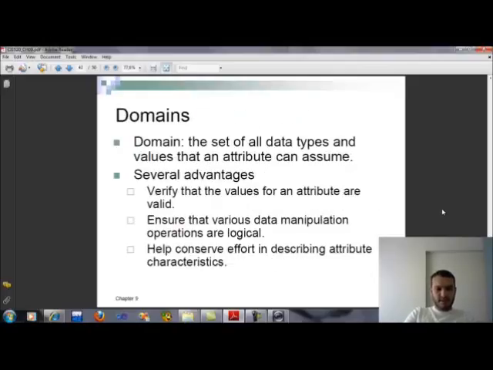What's a domain? A domain is the set of all data types and values that an attribute can assume. Several advantages: verify that the values for an attribute are valid, ensure that various data manipulation operations are logical, and help conserve effort in describing attribute characteristics.